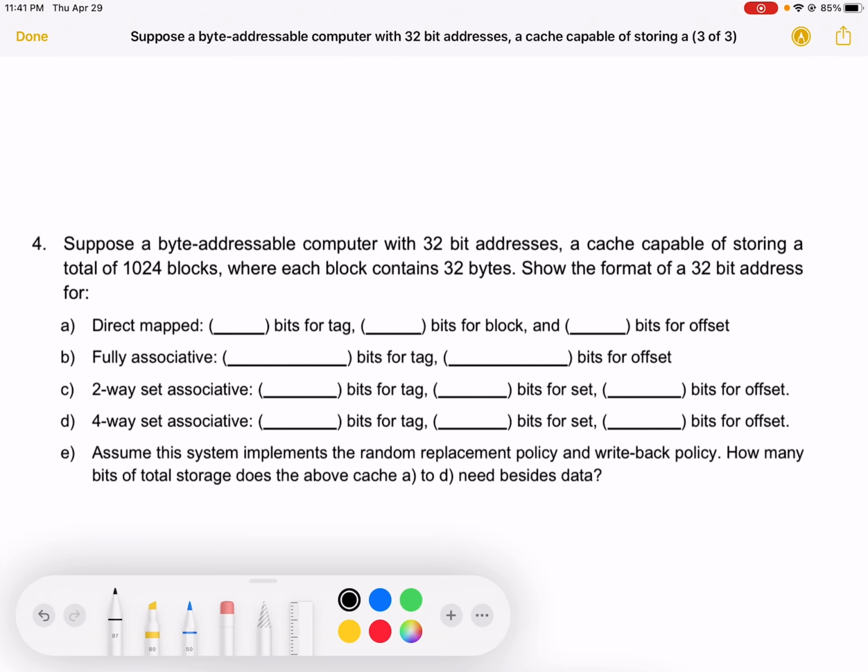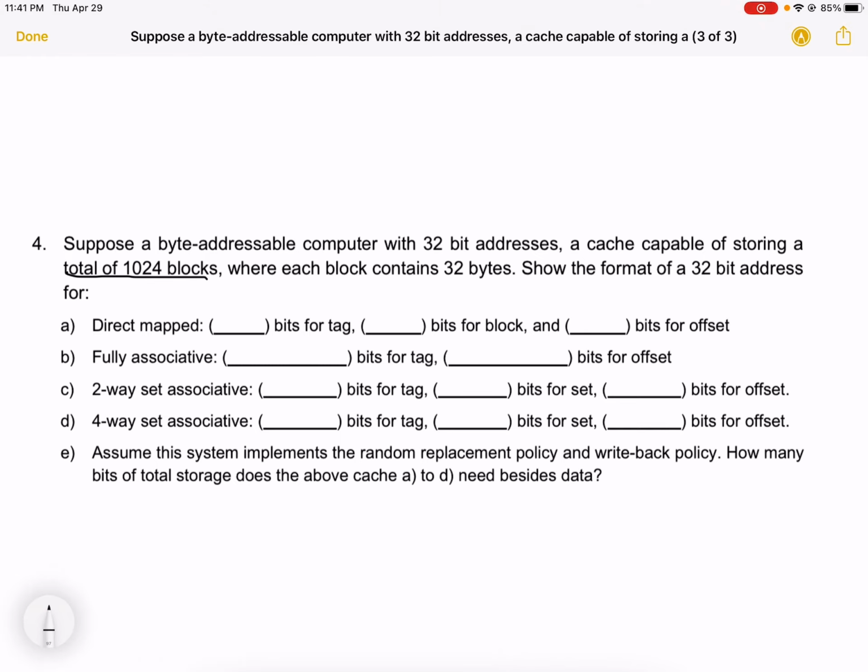Okay, so for this question, we need to find the bits for tag, block, and offset. When we read the question, we should know that the total of 1024 blocks is related to block bits, and the bytes contained within each block is related to the offset. So the first thing we need to do is convert these numbers into powers of 2.